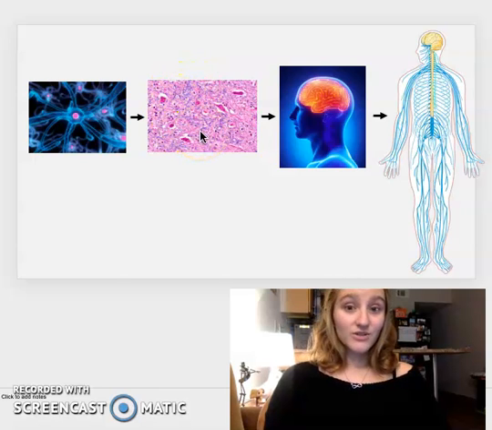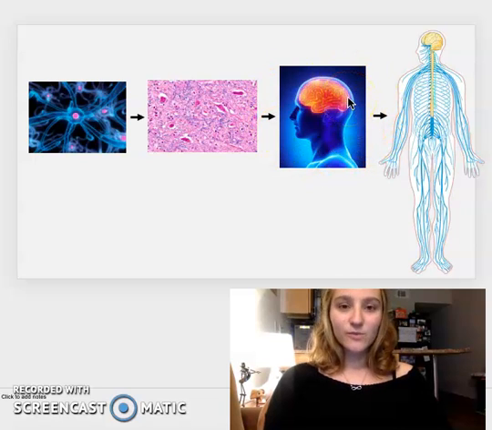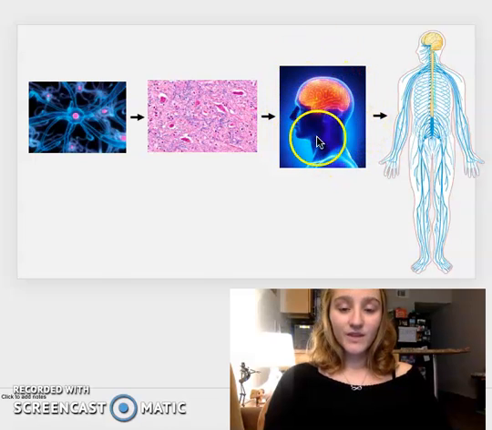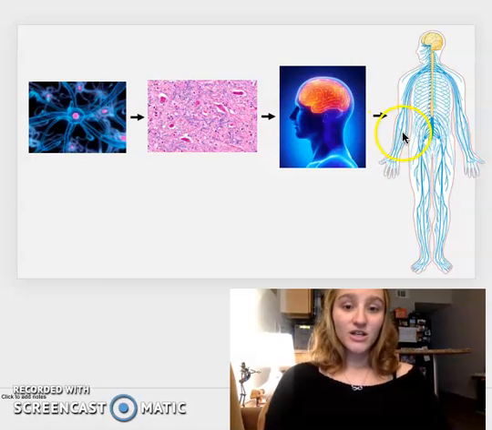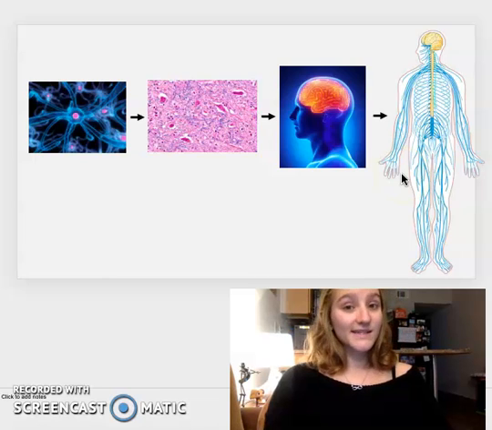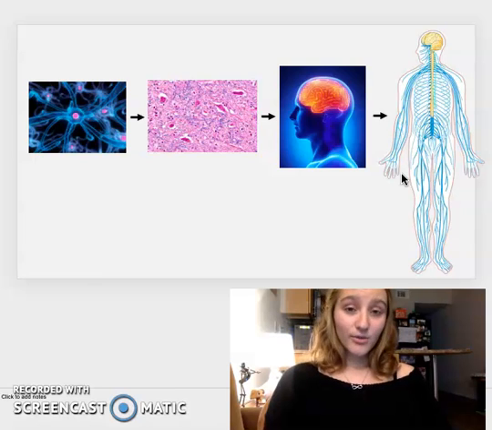If you group tissues together, you're going to form an organ. Right here, this organ would be the brain. The brain is made up of more than one type of tissue, but one of the tissues in there is nervous tissue. And if you have a group of organs together performing the same function, you're going to get your organ system. If you put organ systems together, you're going to get an organism, which in this case would be Karen.